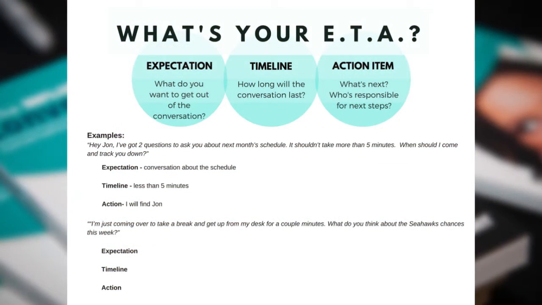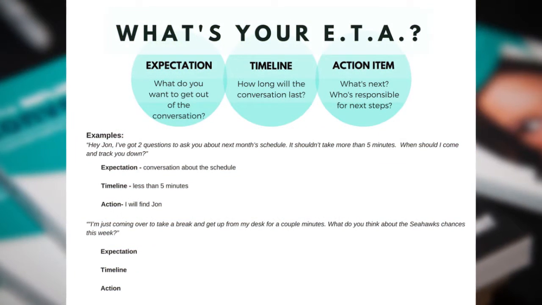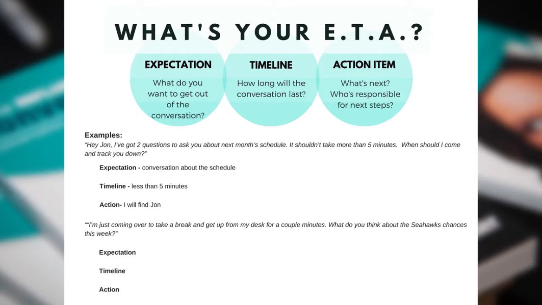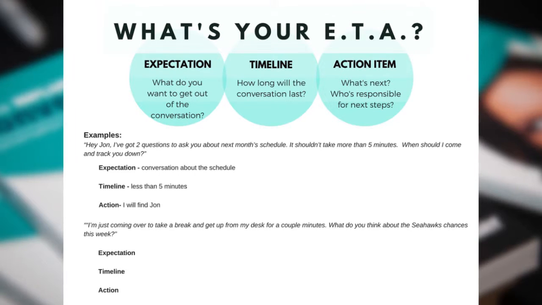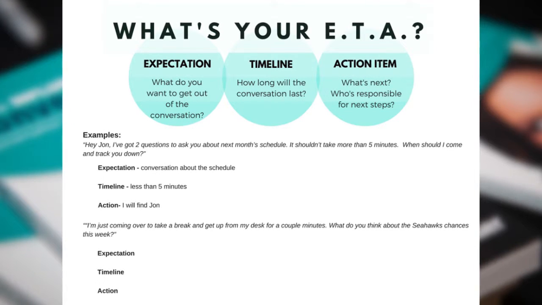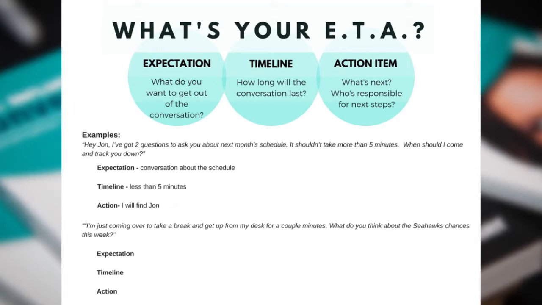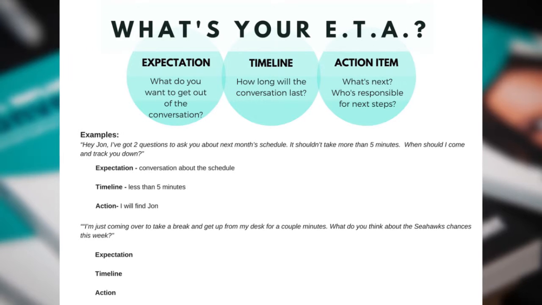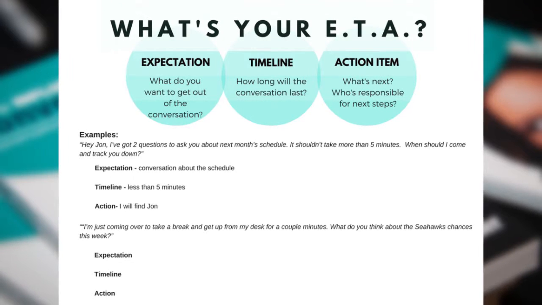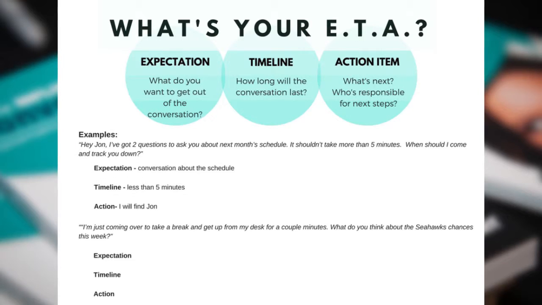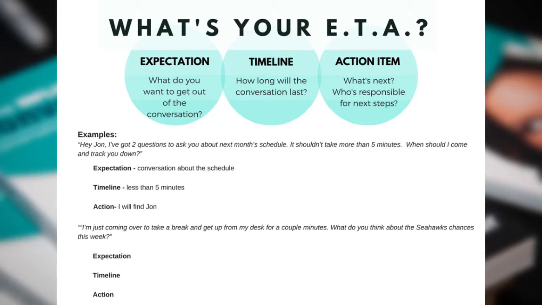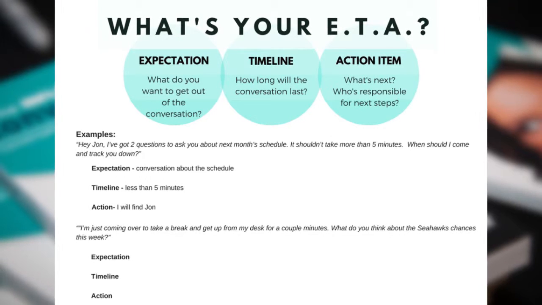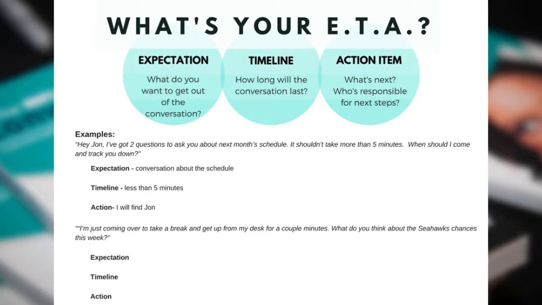So here's an example. Hey John, I've got 2 questions to ask you about next month's schedule. It shouldn't take more than 5 minutes. When should I come and track you down? If we break down the E.T.A. in that conversation example, the expectation is I'm going to get an answer to the 2 questions about next month's schedule. If I'm looking at a timeline, it's not more than 5 minutes, or an easier way to say that would be less than 5 minutes. The action item is on me. I will track down John.